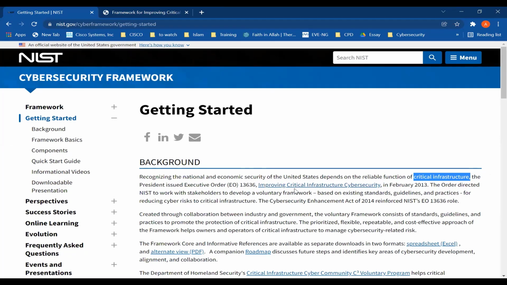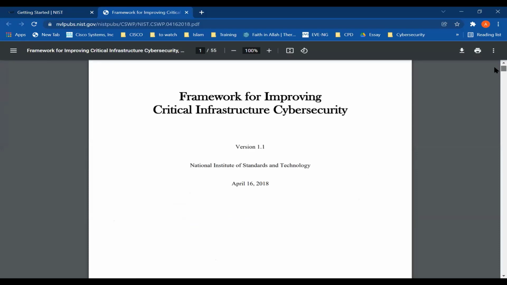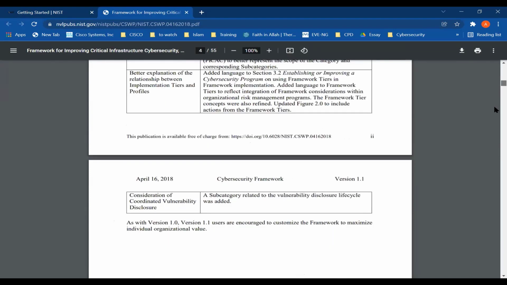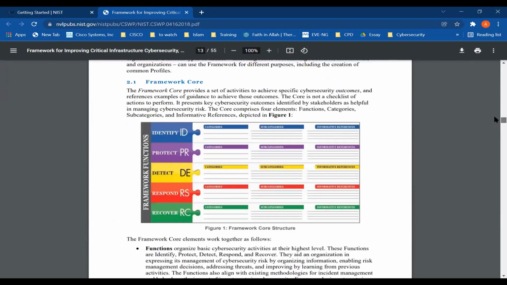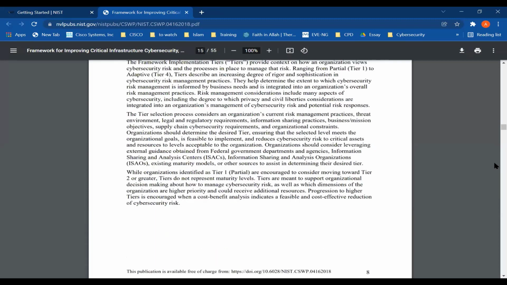NIST mainly started with the objective to improve critical infrastructure cybersecurity. So if you're going to work in any government companies or organizations, they will ask, do you know what NIST or the NICE framework is, the National Institute of Standards and Technology. It has almost 55 pages. Please feel free to go through it, because it will give you an idea of the different technologies or frameworks, like identify, protect, detect, respond, recover, and the different categories, and how you need to fit your product or functions into it. This is very important for you to understand.